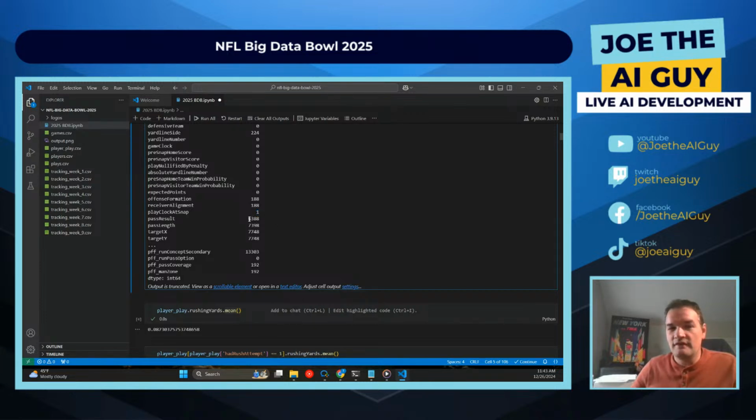And then you can see here the pass result and length. Well, that's because not all the passes are completed, and that's why you can see a difference in the result versus the length. And then these ones without pass results, well, those are the rushing plays.